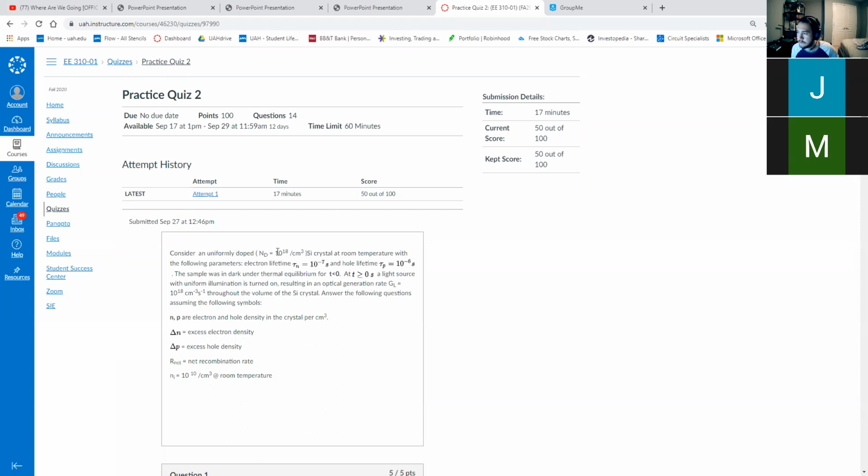So we're looking at it. It says consider a uniformly doped silicon crystal. Uniformly doped is important to know because that means there might not be any spatial dependence. Right. And then the following parameters just give us some values. It says it was in the dark and under thermal equilibrium. That's important for a couple of the questions, but that's last chapter stuff he's just throwing in for free points. And then here he says at time greater than or equal to 0, a light source with uniform illumination, again, that means no spatial dependence, is turned on, resulting in optical generation rate throughout the volume, yet again, no more spatial dependence since it's everywhere at once. And then answer the following questions.